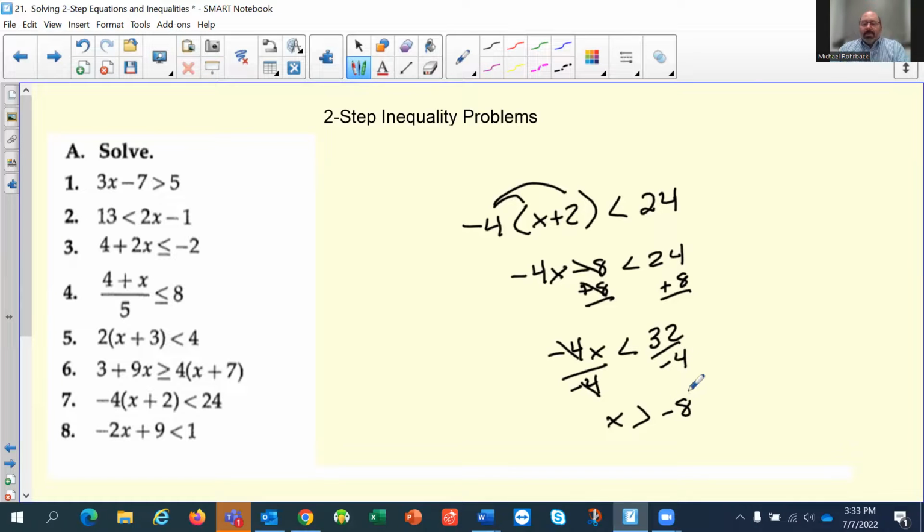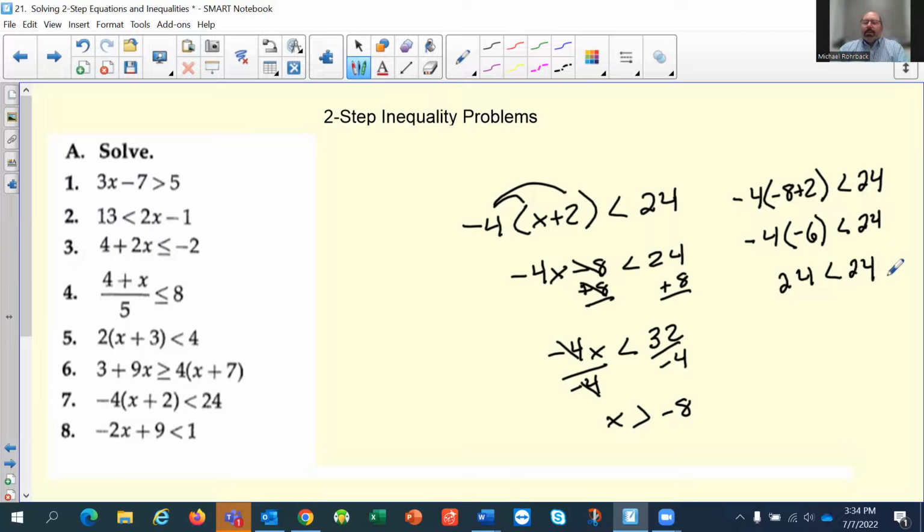If we take our negative 8 and we put it back up in here, and we run that question, negative 4 times negative 8 plus 2 has to be less than 24. This still has to be true. So here's where we check. Negative 8 plus 2 is negative 6. Is less than 24. Negative 4 times negative 6 is 24, is less than 24. Well, we know that's not true, right? So that's why x has to be greater than negative 8.